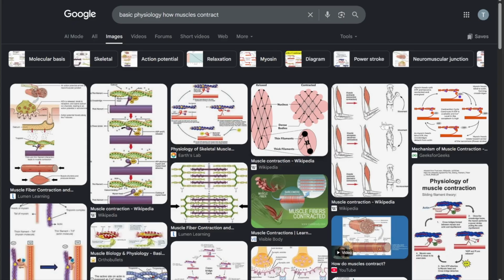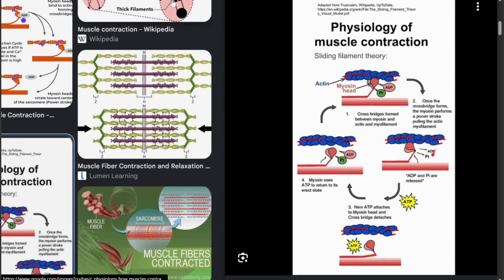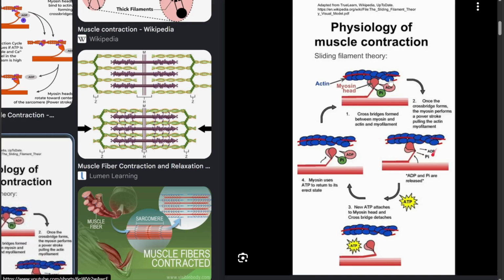All right, so I found a picture here of the sliding filament theory, and you should learn this. It's not directly on there, but it should be explained. So you have this myosin head, right? And cross bridges are formed between myosin and actin, the myofilament. Actin, again, is your thin filament. And you have your myosin head, and there's energy here, ADP and a phosphate there.